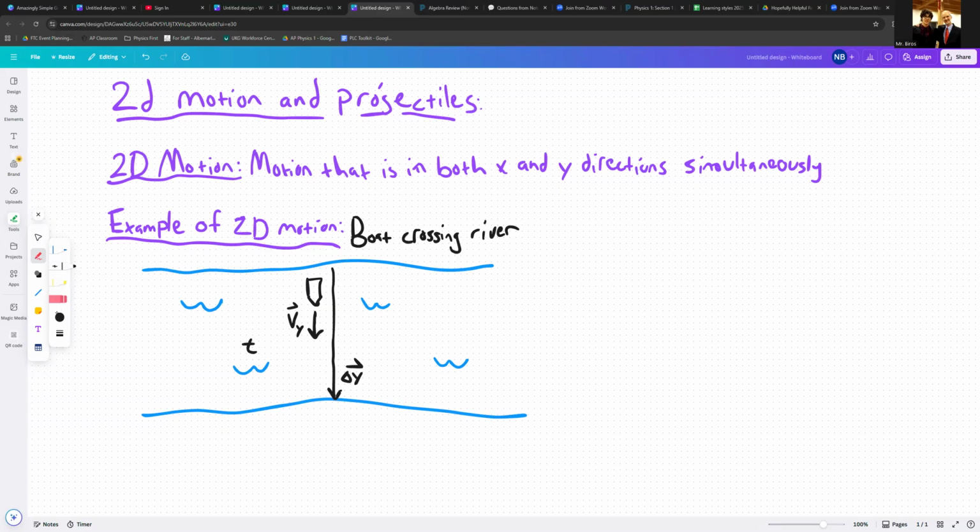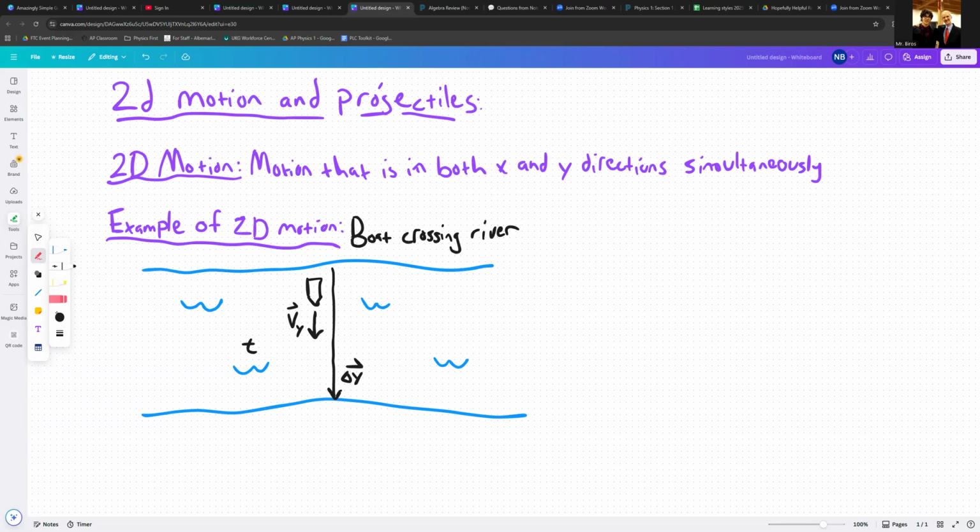So here are some variables: y direction displacement, y direction velocity, and time. If there's any acceleration, you could throw in the ay as it accelerates and goes faster or slows down as it goes across. So that's all the boat variables and physics values.